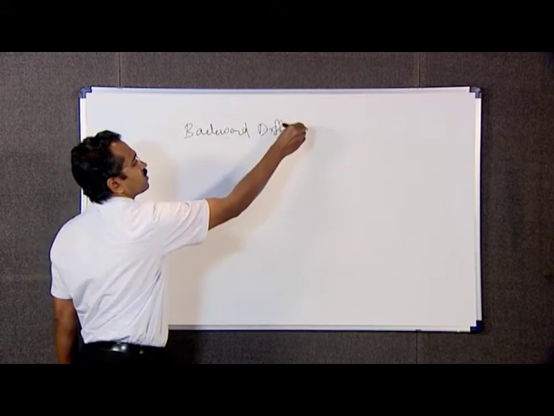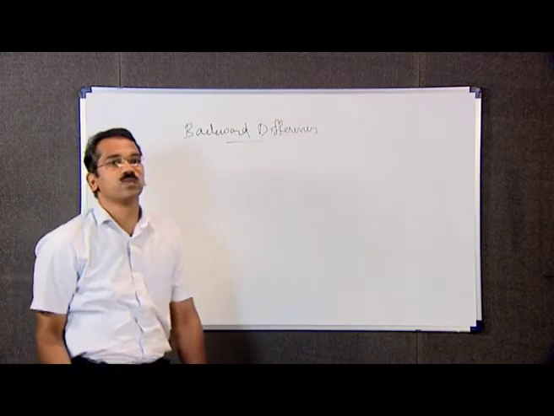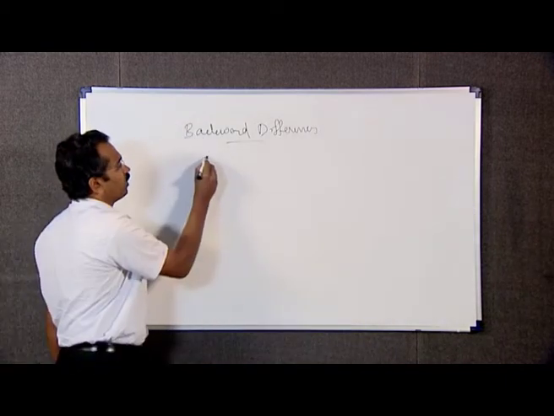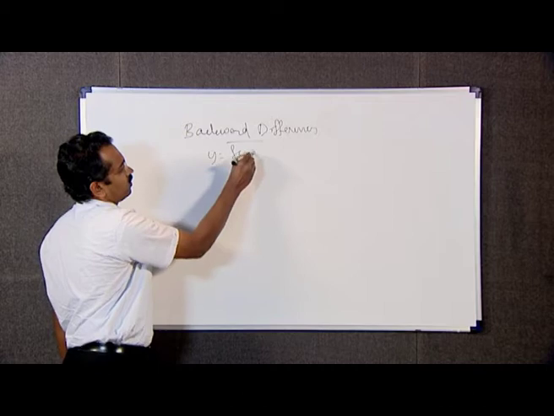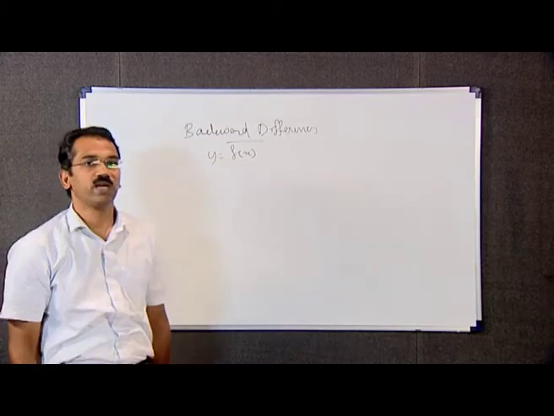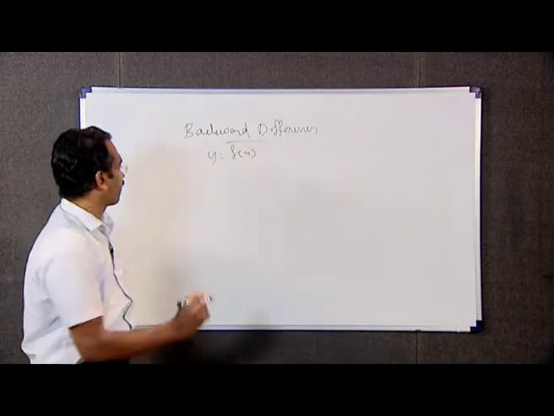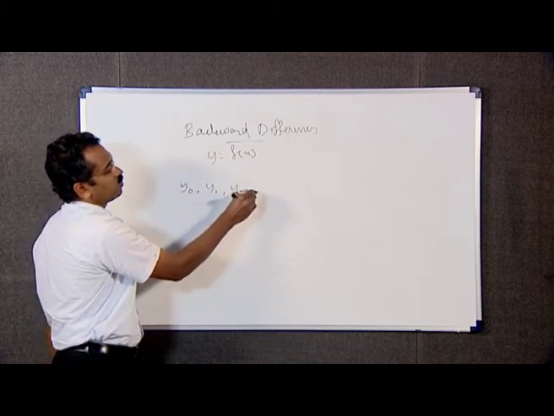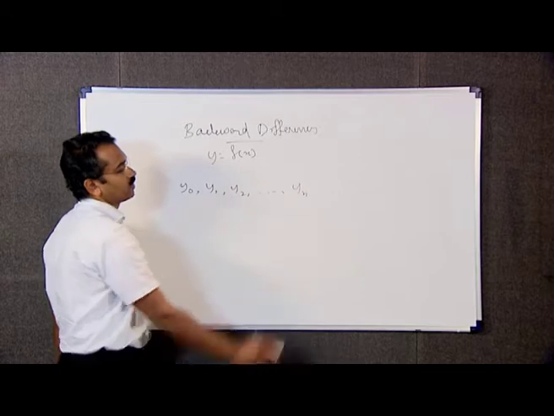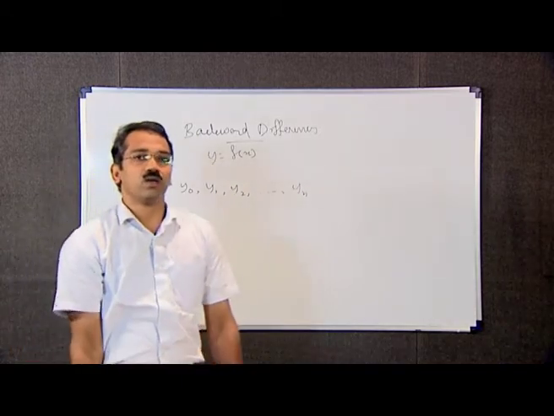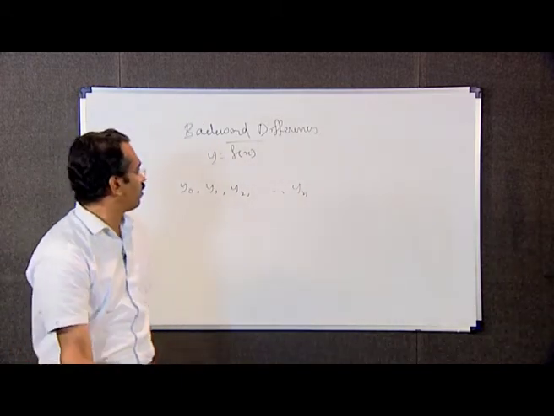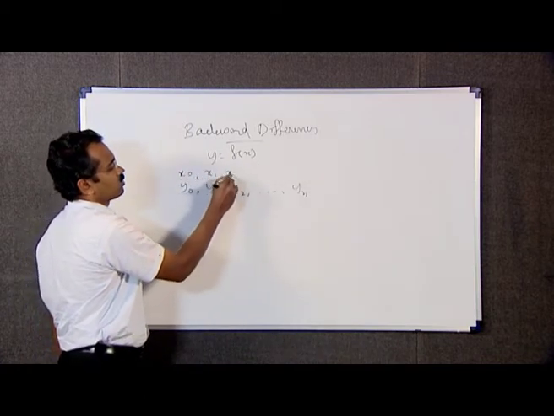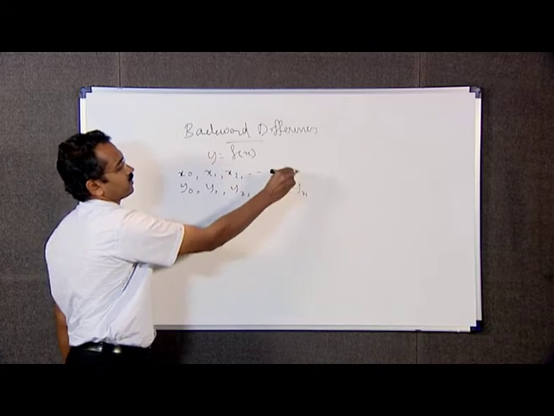Backward differences. Consider a function y equal to f of x, and the values of this function y naught, y 1, y 2, etc., y n are given at n equally spaced points x naught, x 1, x 2, etc., x n.